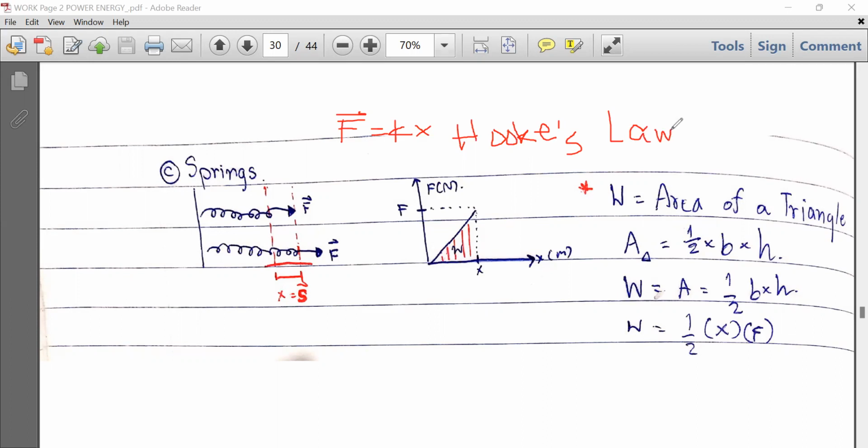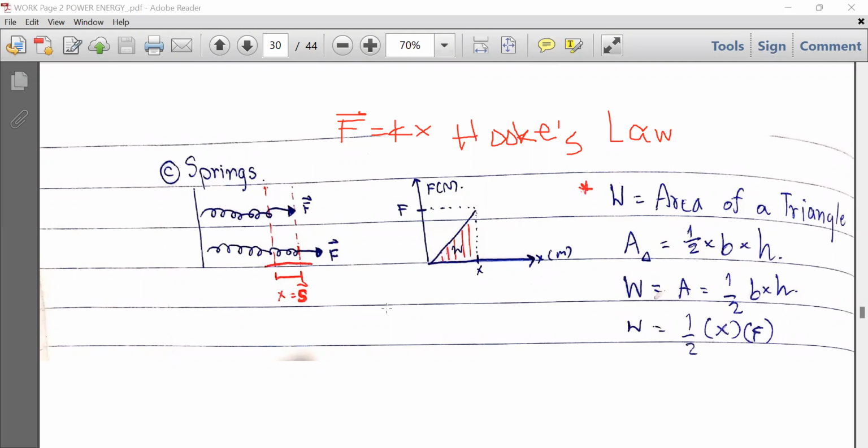So let's recall Hooke's law. What is K here? X here is the elongation and F is the applied force. According to Hooke's law, the force is directly proportional to X. The bigger the force you apply, the longer the elongation, or the stretching or the compression of the spring. And K is called the spring constant.